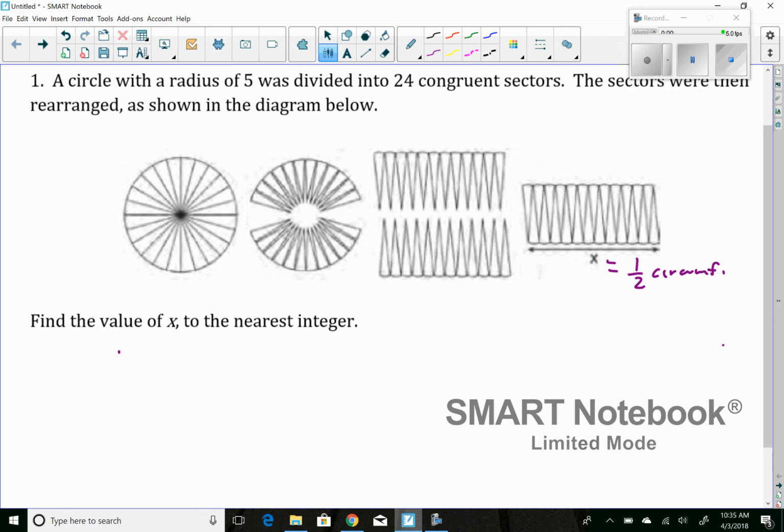So if I find the circumference of this circle, which is 2 pi r, I know that the circumference of the circle is going to become 10 pi. Now, if x represents half of the circumference, I know that x is equal then to 5 pi. That would be our answer if it was in exact form or in terms of pi, but this wants us to the nearest integer. So 5 pi comes out to be 15.7, which rounds to 16.